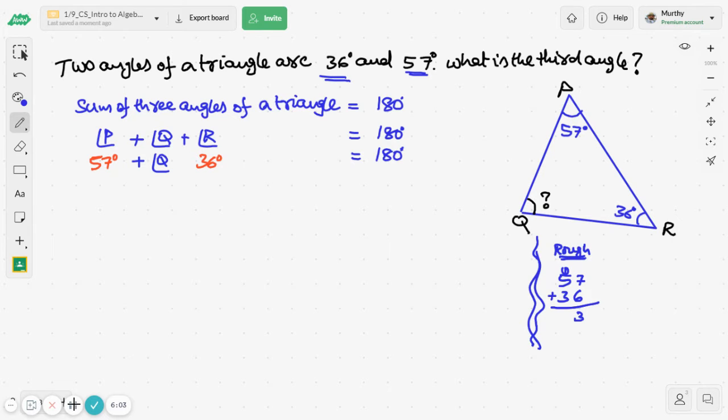7 plus 6 gives me 13. 1 plus 5, 6. 7 plus 6 is 13. So it is 93 degrees. So if it is 93 degrees, 93 degrees plus Q equals 180 degrees. Please notice that I added 57 and 36 and I got 93 here. Now let's go back to page 1.